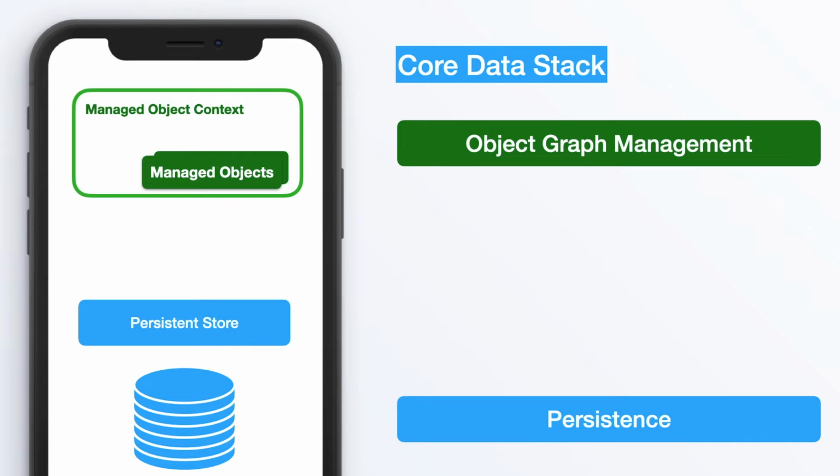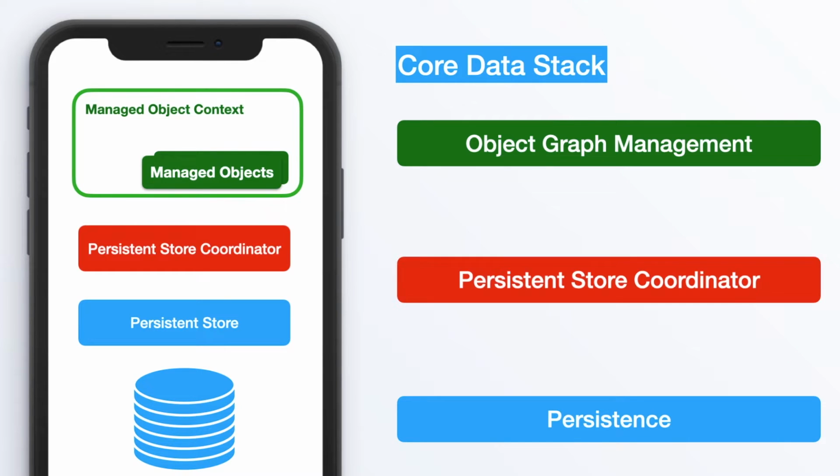Now, for the communication in between, there's another layer that is called the persistent store coordinator. The persistent store coordinator takes care of the communication between the managed object context and the persistent store. So there is no direct communication from the managed object context to the persistent store.